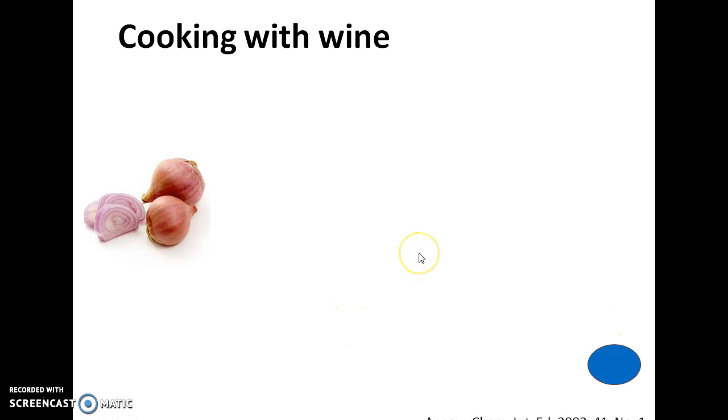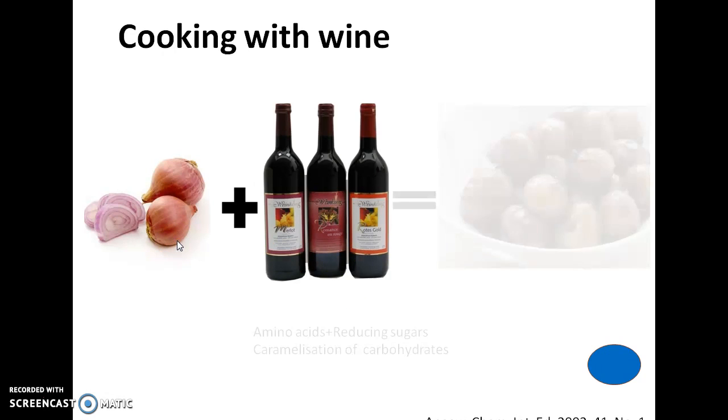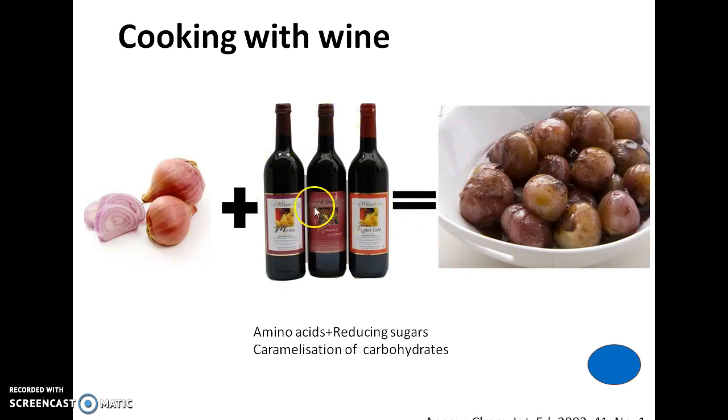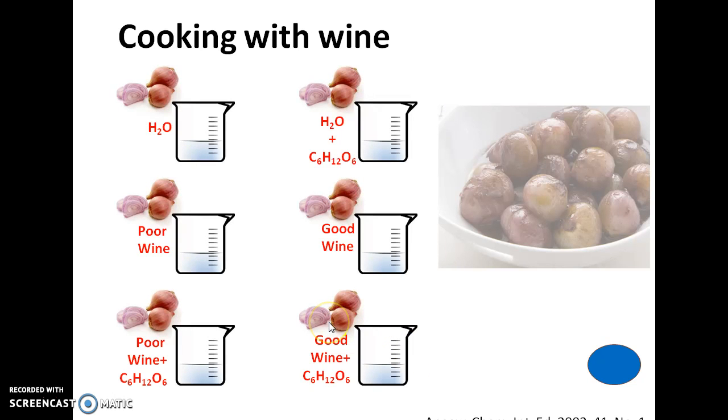Even cooking with wine. If you use wine for the preparation of some culinary preparation, then you can get flavors because sugars are there and even amino acids and proteins are there in your cooking preparation. So the amino acid reducing sugar will caramelize the carbohydrate and you get the respective flavor. And this way poor wine, which has a high amount of residual sugar still present, that is, less fermentation has been done, so lots of sugars will be there, and that will be reacting with amino acids giving you good flavor products.